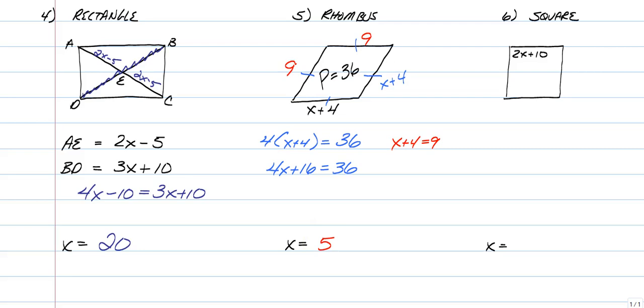Last example, we have a square. You have to remember that a square has 4 congruent sides, but it also has all 90-degree angles. So for this one, you just have to set 2x plus 10 equal to 90. And of course, subtract your 10 and divide by 2, and you would end up with x is equal to 40 for this one. Okay? So that's it for applying some algebra and finding missing parts with special parallelograms.